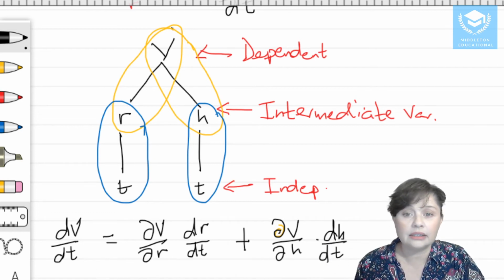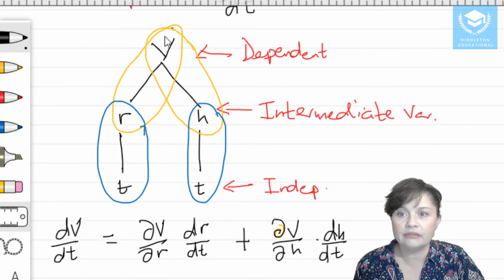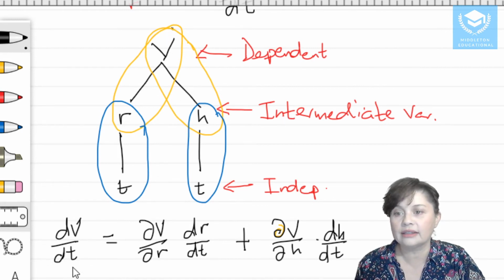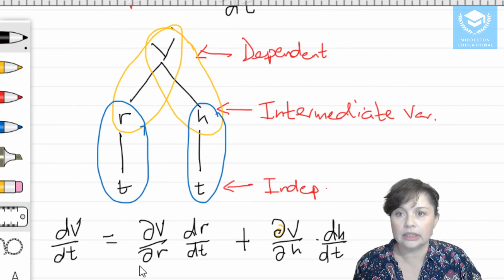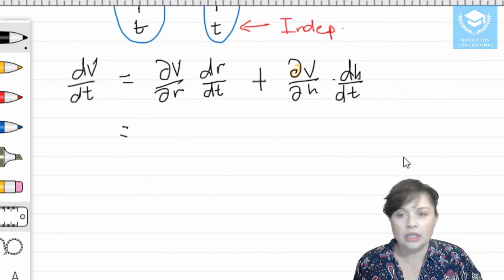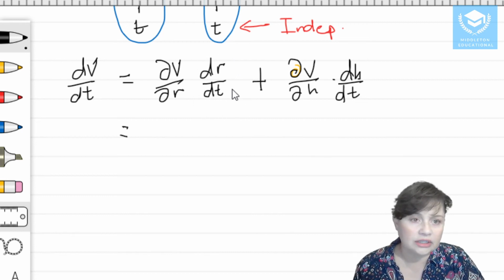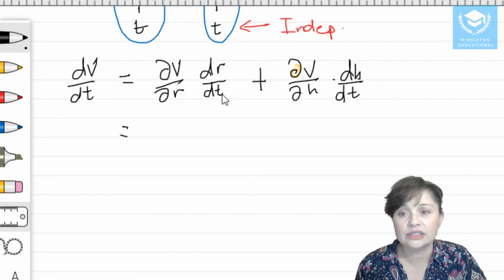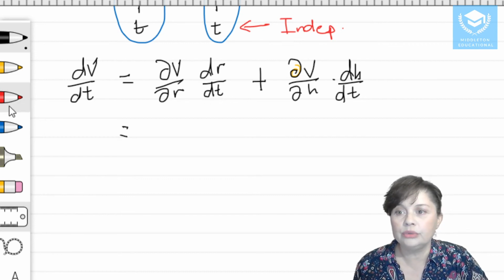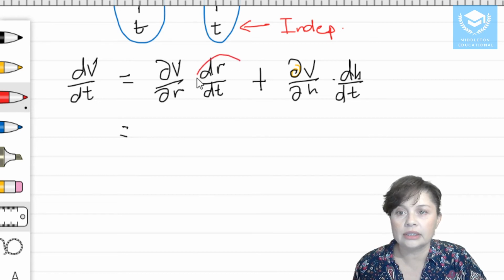Right? And this is what we're going to be using. Because if you didn't have the intermediate variable here, you would just have V is dependent on t, which is why this here is just an ordinary derivative. Okay? So now, let's see. We need to work out now what these expressions are. Because you know what the dr/dt is, right? That is just the rate of change of r with respect to time, and that's going to be the 0.2. So you know what this is, because that is just equal to 0.2.